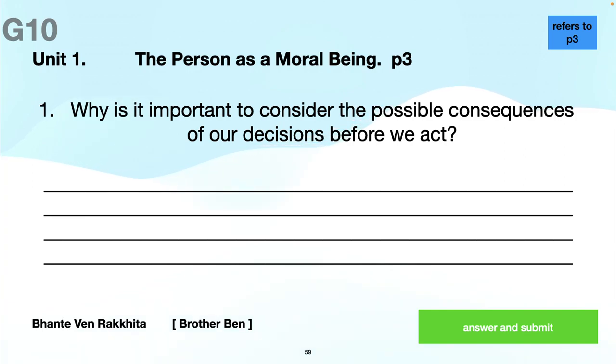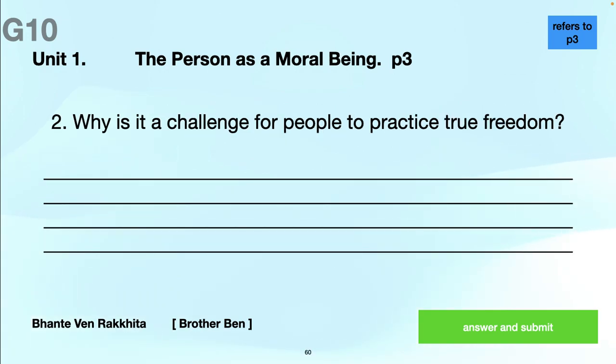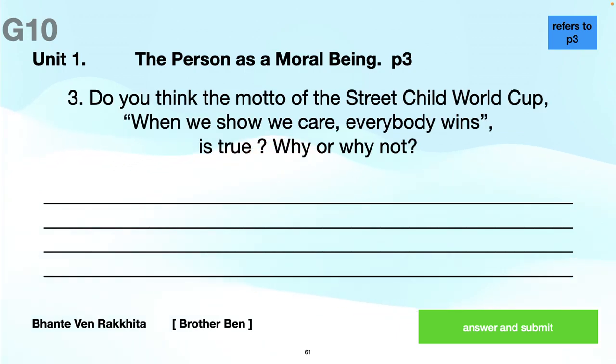1. Why is it important to consider the possible consequences of our decisions before we act? Answer, screenshot and submit. 2. Why is it a challenge for people to practice true freedom? Please do the same. Answer and submit. And 3, do you think the motto of the Street Child World Cup, "When we show we care, everybody wins," is true? Why or why not? So let's have that one submitted too.